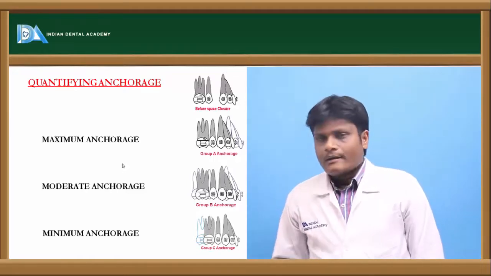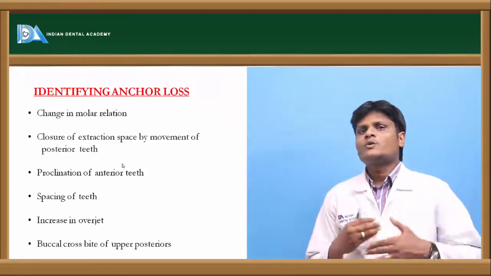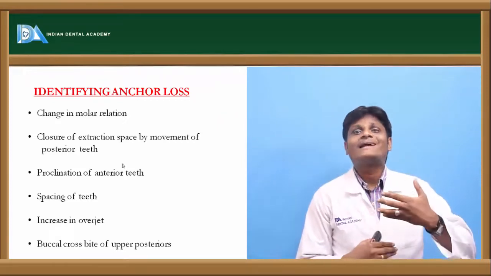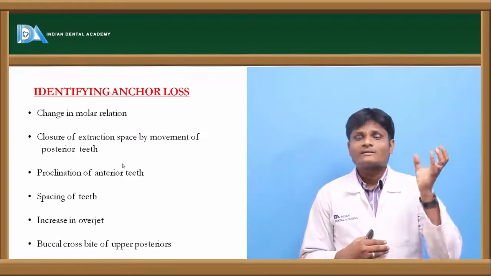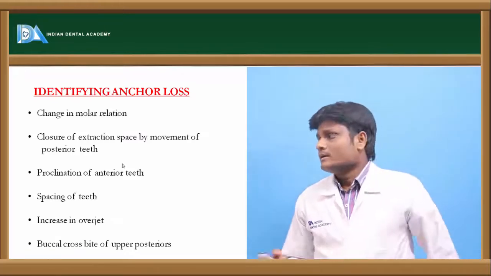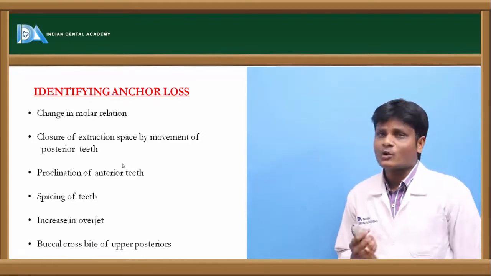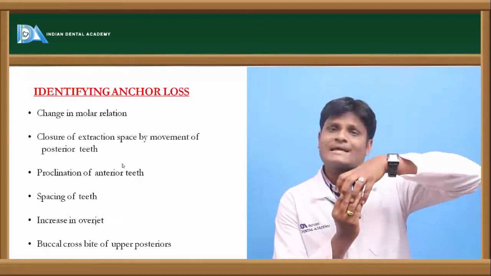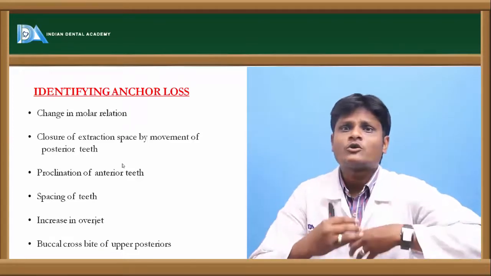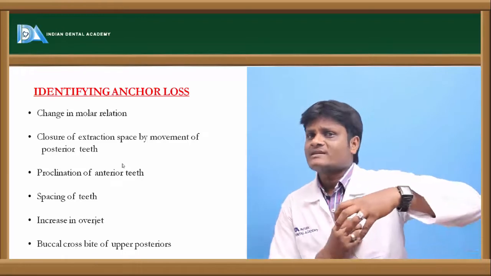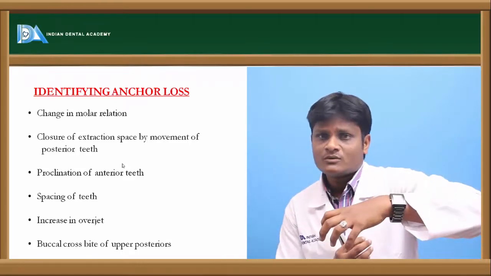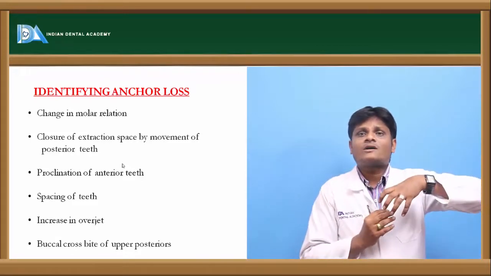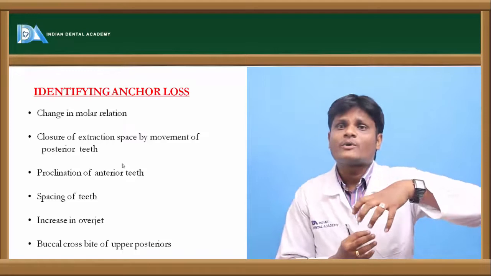Clear? Now, how will you notice the anchorage loss, or what are the features that give you an idea that the anchorage units are moving, that the anchorage is being lost? Here are some features, like change in molar relationship. For example, at the beginning of the treatment, if the molar relation is class 1, and during the course of the treatment the molar relation is getting into class 3 or class 2, then you can say that there is anchorage loss in either the mandible or maxilla, depending upon the type of molar relationship.